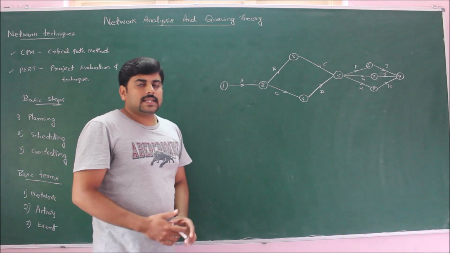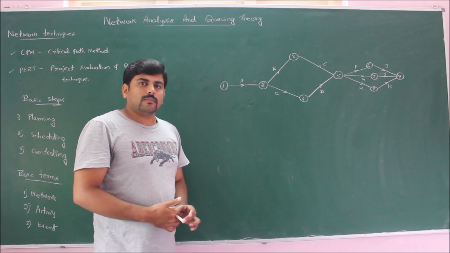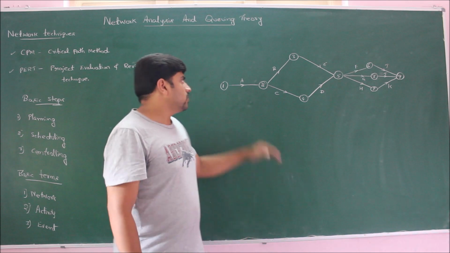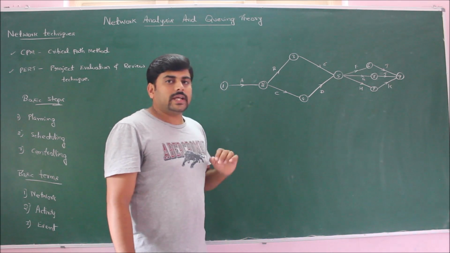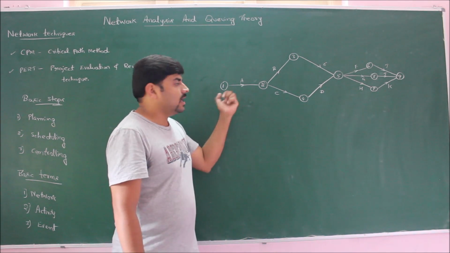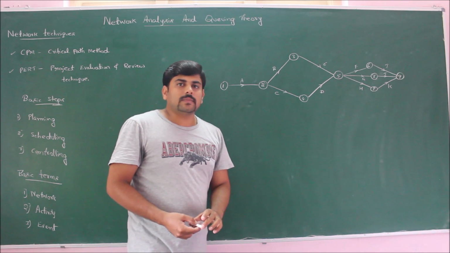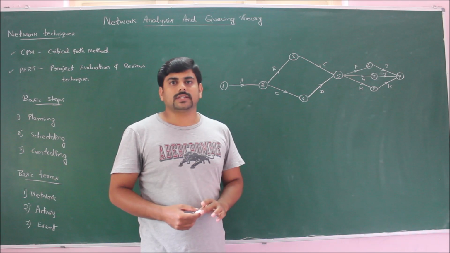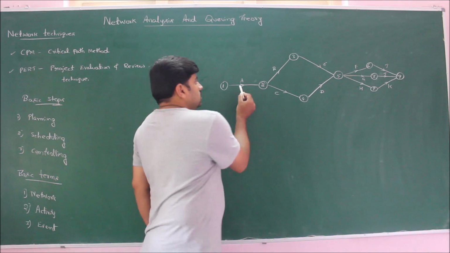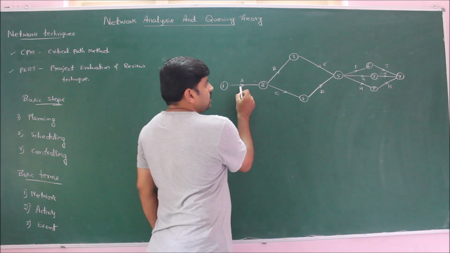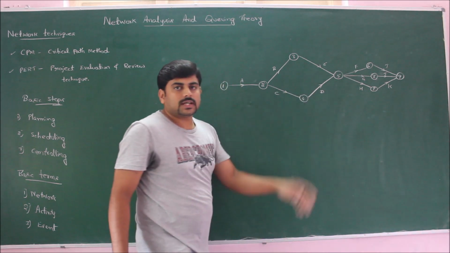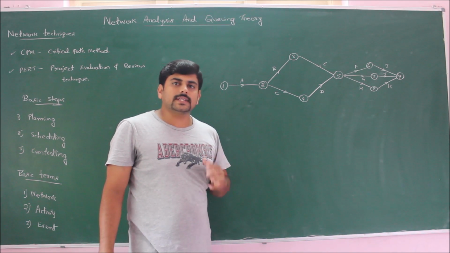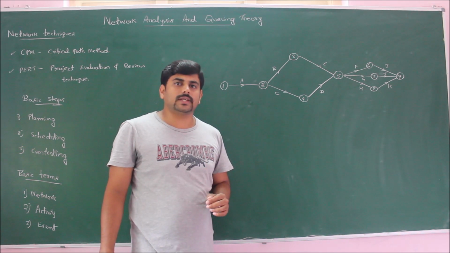So a network is a pictorial representation of a project involving activities and events, and also we should represent the activity duration. And an activity is nothing but a job which requires resource and time duration. The alphabets from A to K which are used represent the various activities. These activities require resource and time duration.